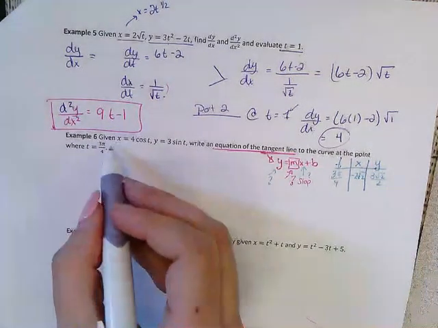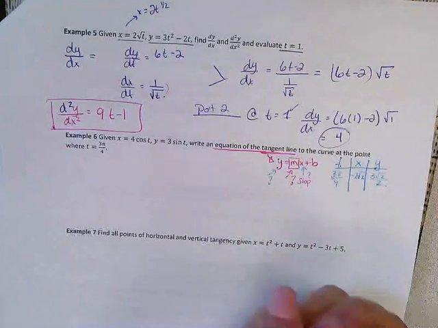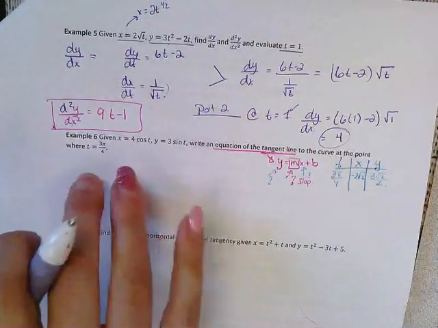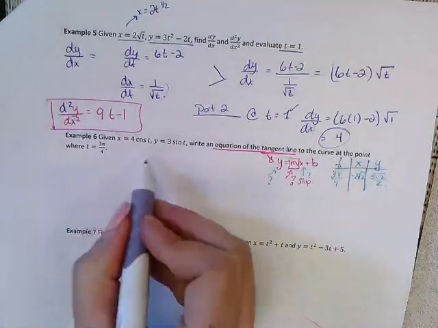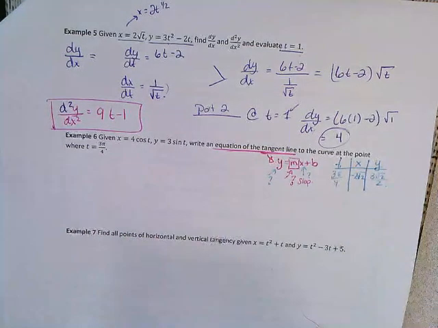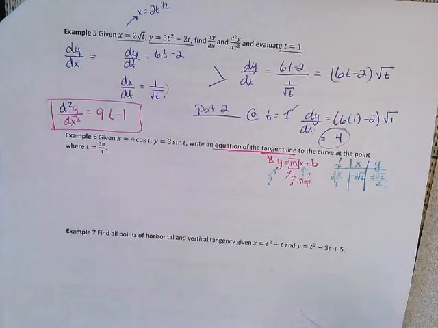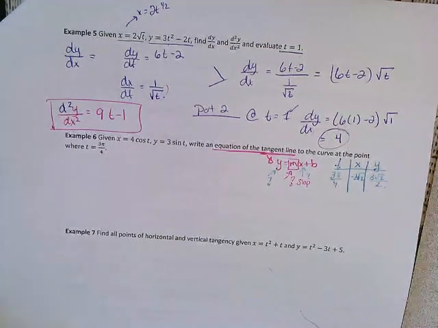Alright, so this is a review. So I'm going to let you guys find the derivative and the second derivative. Actually, we just had to find the derivative because we're writing the equation. And remember to write your final answer in point-slope form. Okay?